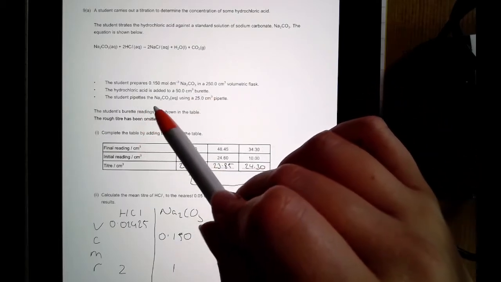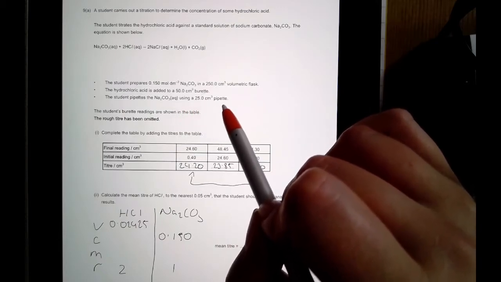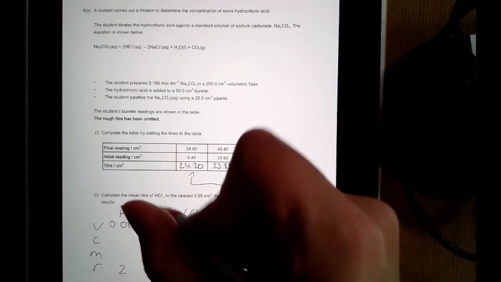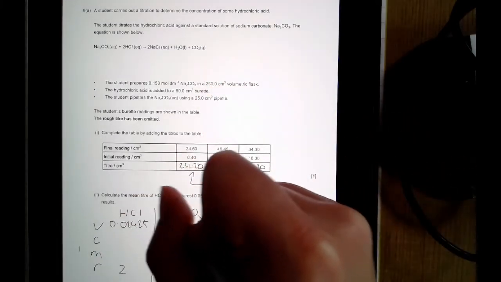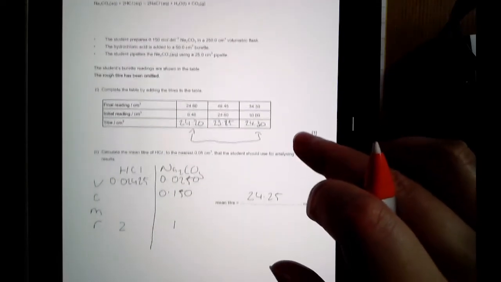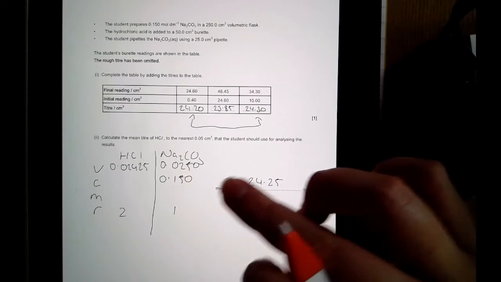And then it says the student pipettes sodium carbonate using a 25. So this is telling you that they have added 25 centimeters cubed from the pipette into the conical flask, and that's going to be your volume of sodium carbonate. And again, with volumes, I transfer it to decimeters cubed. So again, once I've got all of my numbers in the table, I can fill it in.